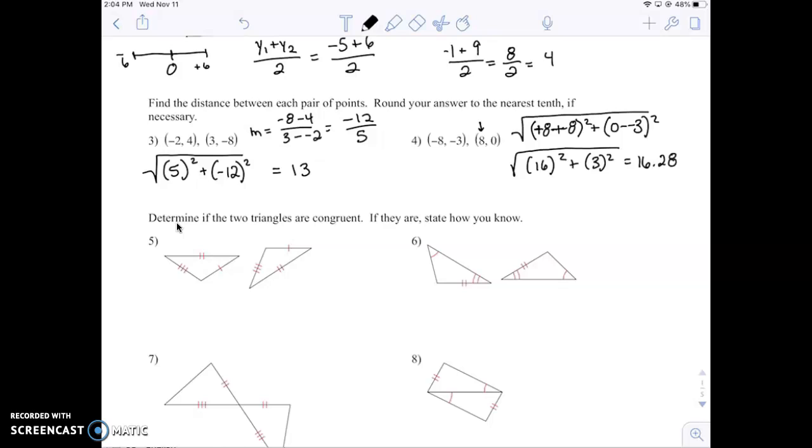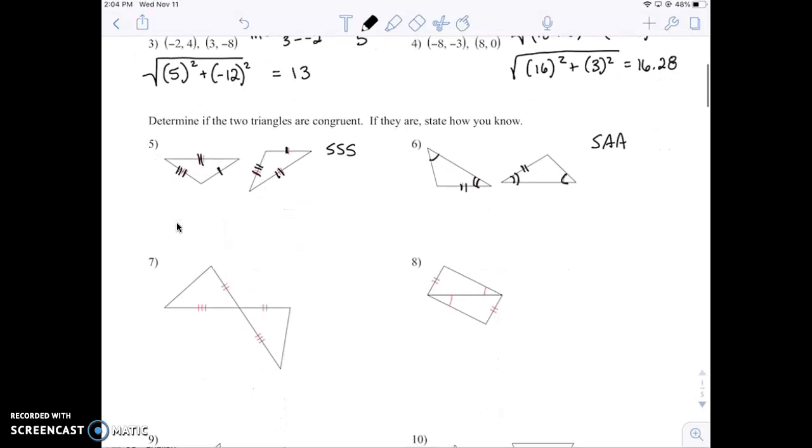Are my triangles congruent? And if they are, how do I know? Well, I have a side, another side, and another side. These are congruent by side, side, side. I have a side, an angle, and an angle. These are side, angle, angle. I have a side. I have the vertical angle. The bow ties always make vertical angles. And I have another side. So this is side, angle, side.